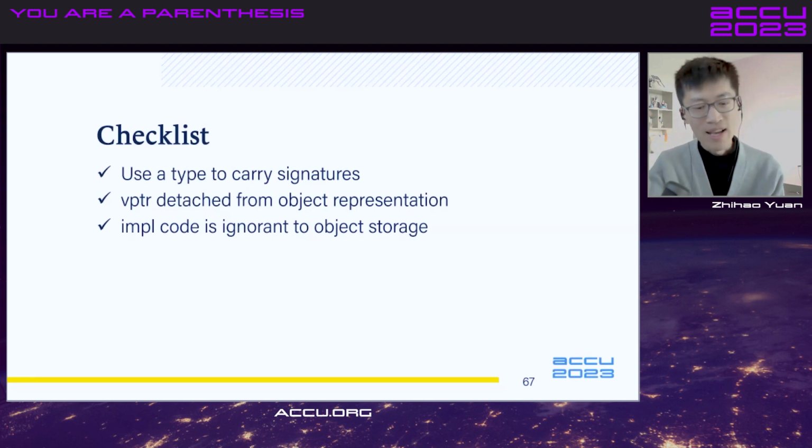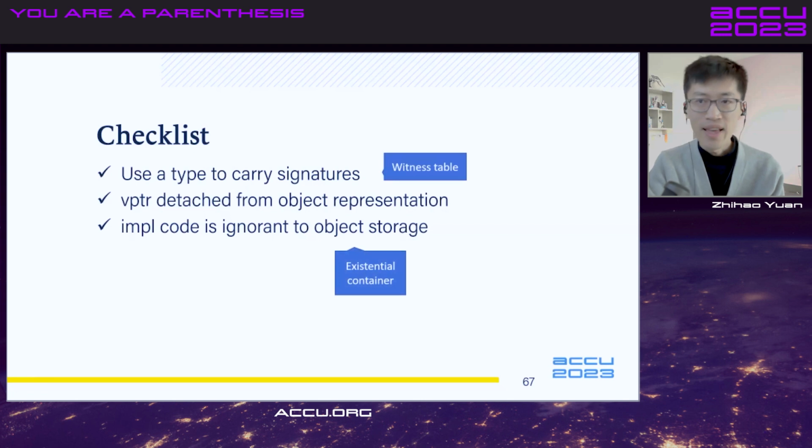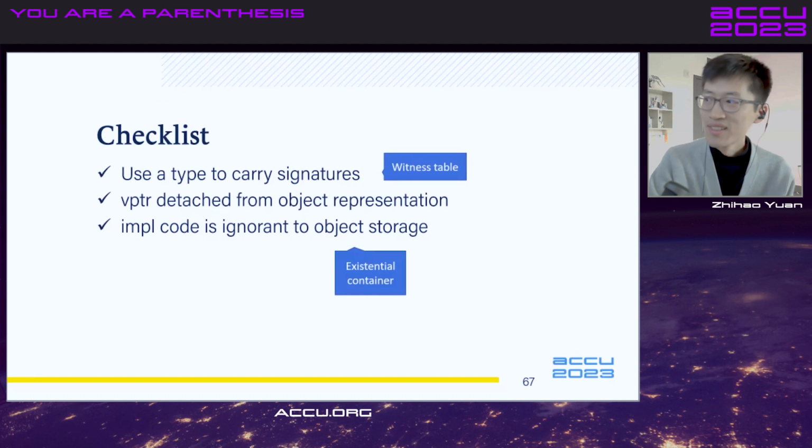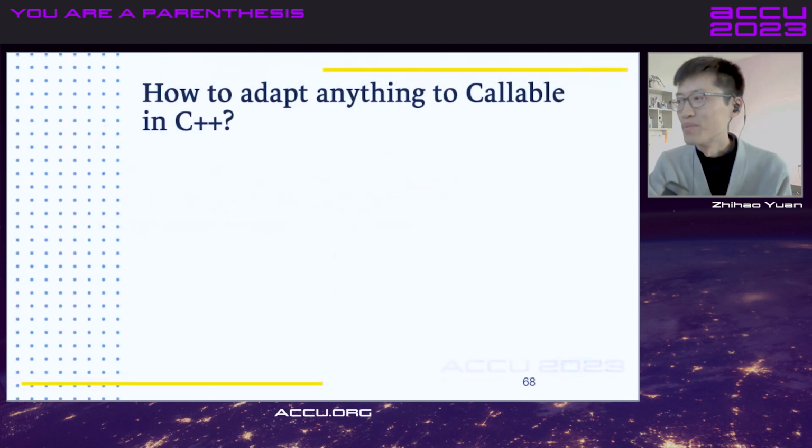So we changed the idea of vtable and object layout a little bit. We now give them generalized names. The types that carry signatures, we call them witness tables. And the new adaptable object layout, we call that existential container. It seems that at this point we have moved very far from the topic of this talk. It's time to do something real.